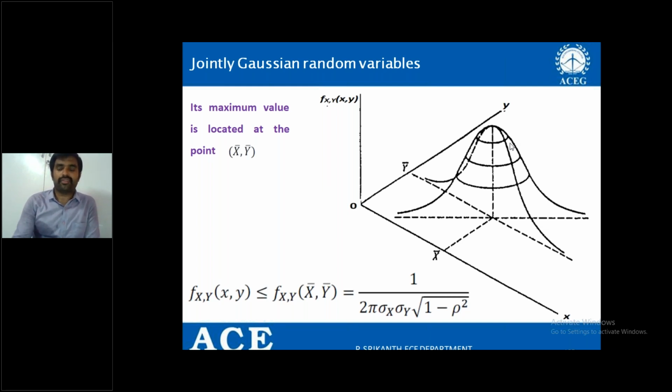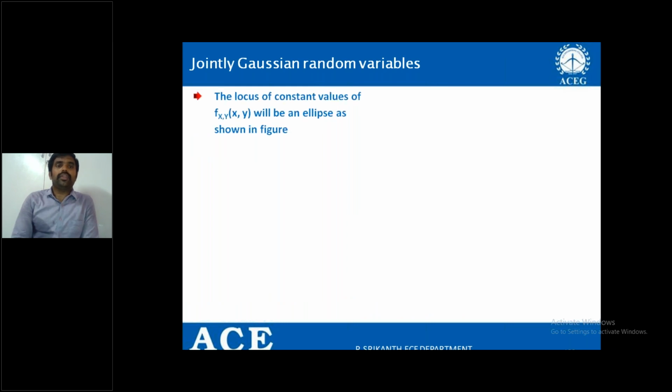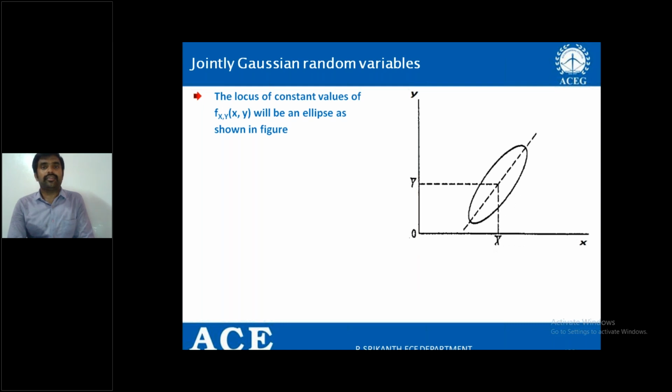Am I clear? Right. Now the locus of the constant values of f_xy of x comma y. If I take the constant values of the density function and take the locus of those constant values, that locus will be in the form of an ellipse, the locus of the constant values of the density function, right?